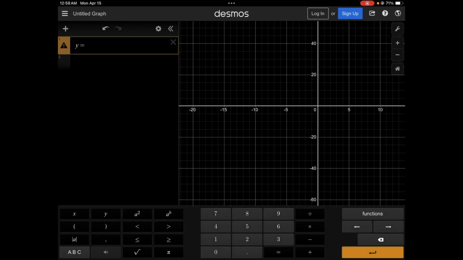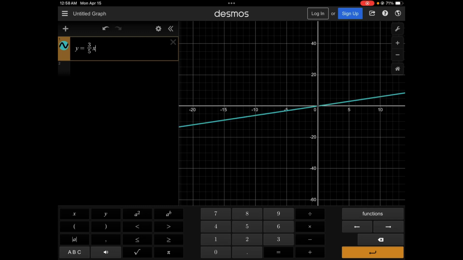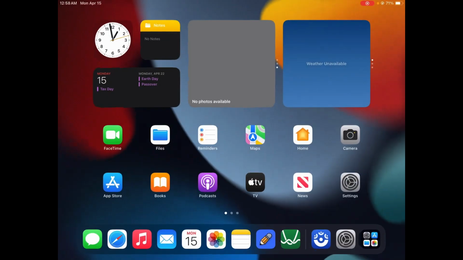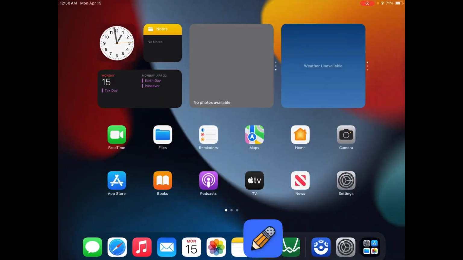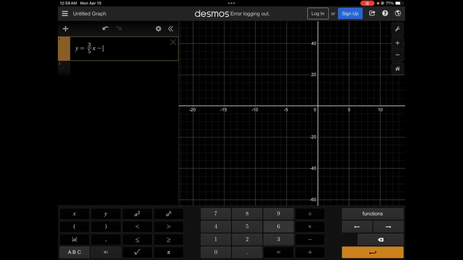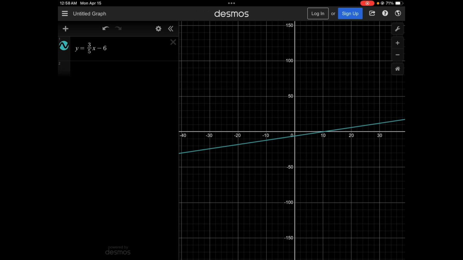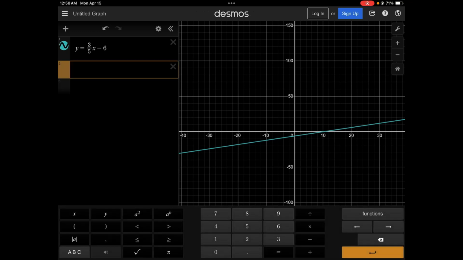y equals 3 over 5x minus 6. And we have a line. Now, I can't really shade it on the graphing calculator, so I would either have to transfer it to my paper or somewhere on my Notability.